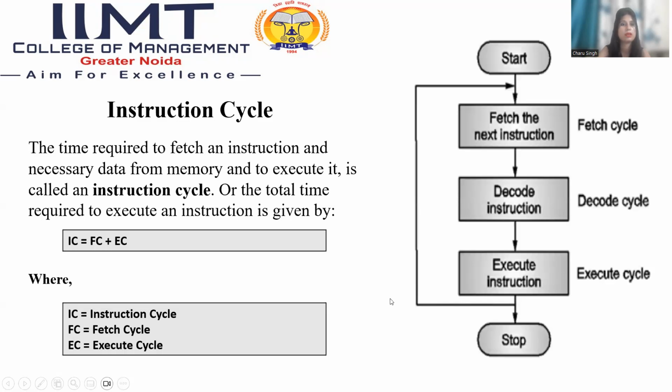Next, we have the instruction cycle. The time required to fetch an instruction and necessary data from memory and to execute it is called the instruction cycle, or the total time required to execute an instruction. First of all, we fetch the instruction, then decode the instruction, and then execute the instruction.